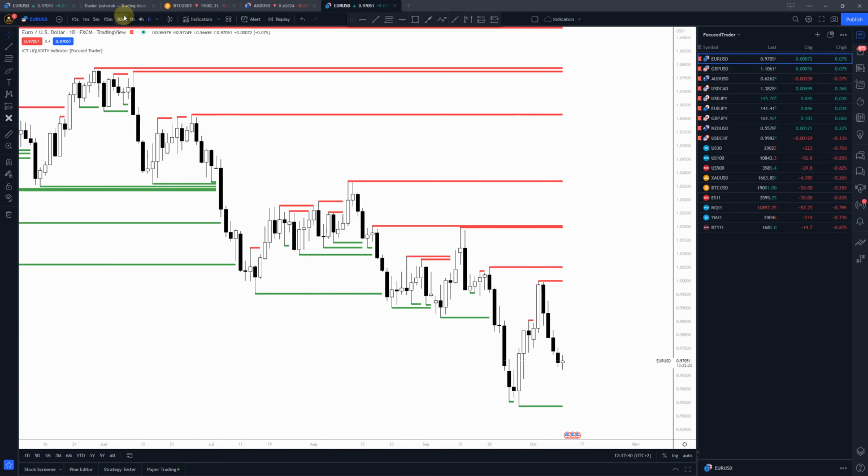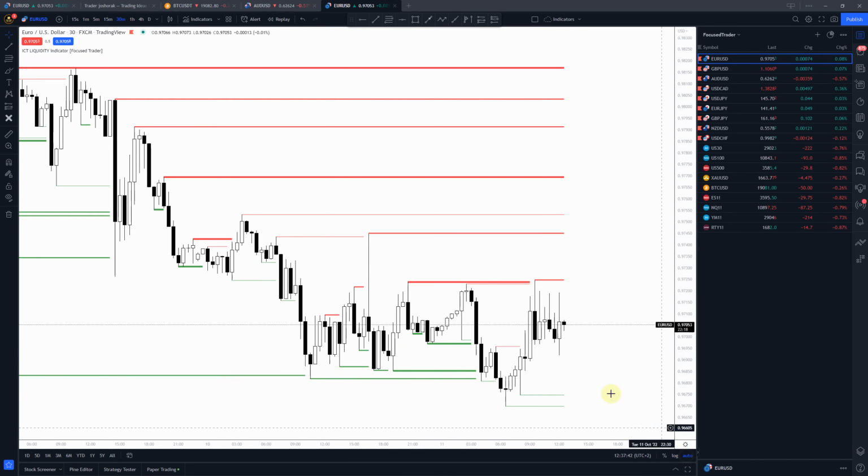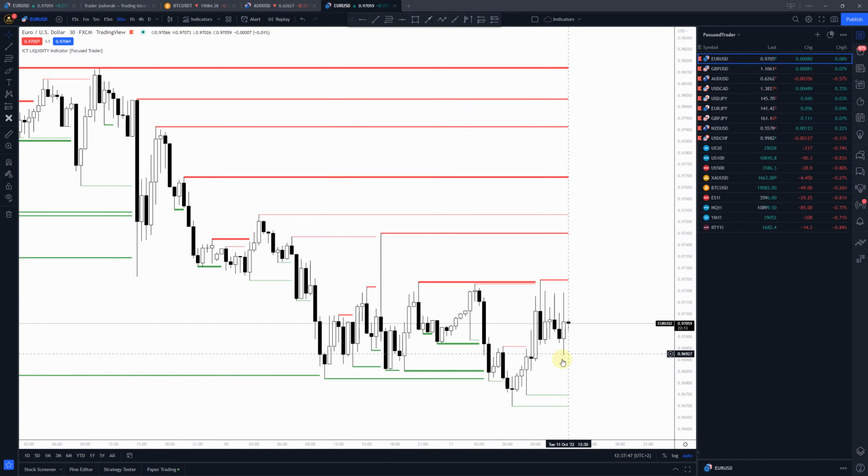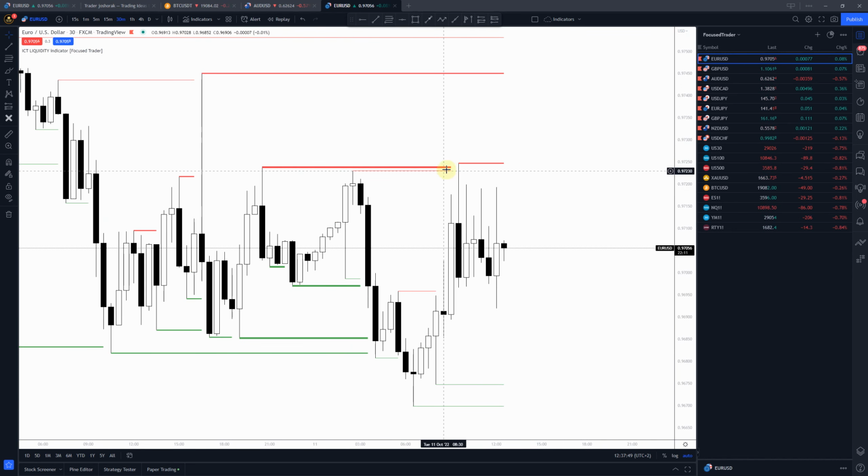So I think it will be better to go back to Euro USD and the 30-minute time frame, and let's have a look. So for example, these two liquidities, liquidity was grabbed here. After this candle closes, you will receive an alert. After candle close, you will receive an alert that liquidity was grabbed.